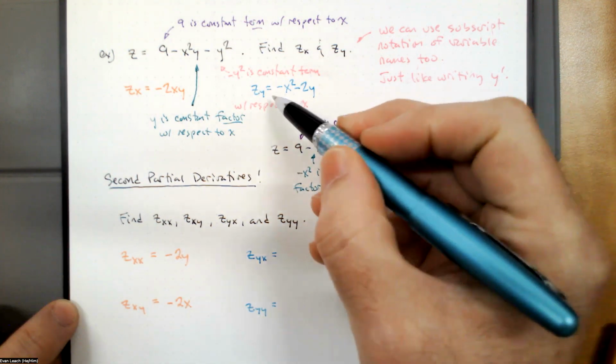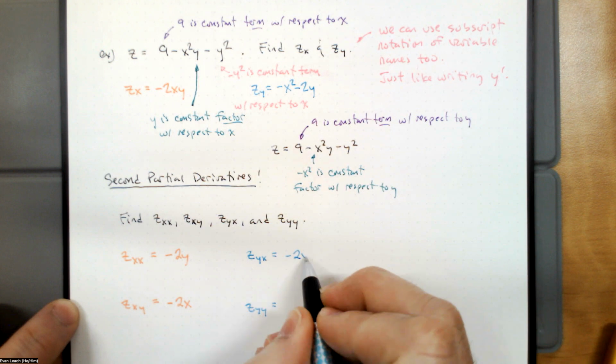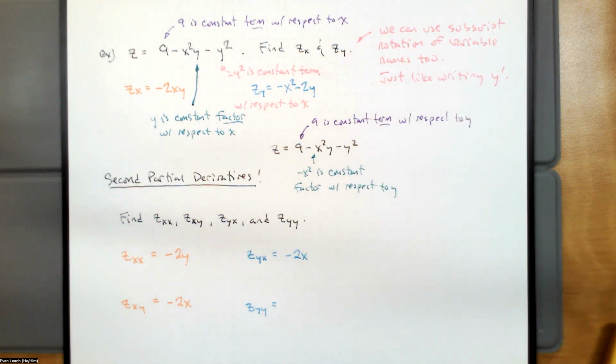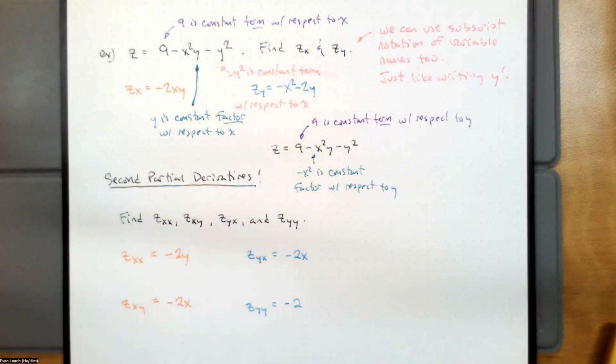What's zyx? -2x. So this function, minus x squared minus 2y, when we're taking the derivative with respect to x, the derivative of -x squared is -2x. The derivative of -2y with respect to x, that's a constant term, and the derivative is 0. And what's the partial with respect to y? -2. Any questions?